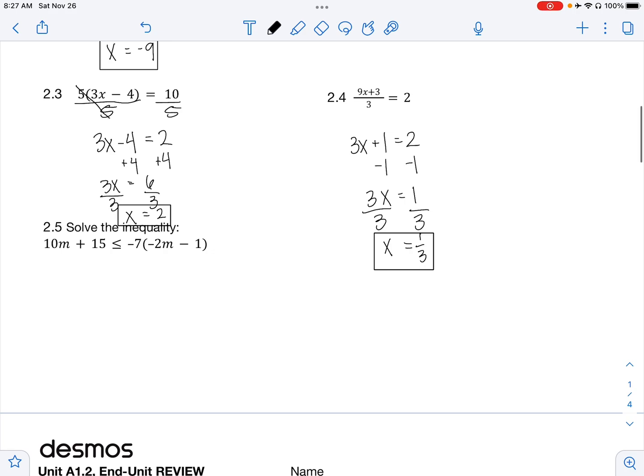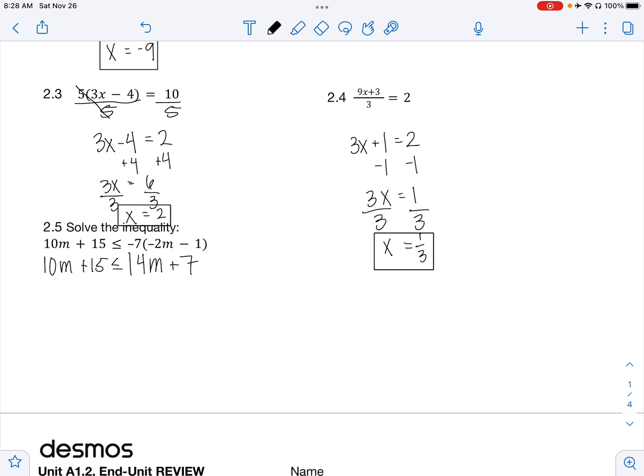With this next one, I'm not going to divide by that negative 7 like how I did on number 2.3. That's only because 10 and 15 don't divide nicely by 7, so I will distribute this first. So negative 7 times negative 2m is going to give me positive 14m. And negative 7 times negative 1 is going to give me a positive 7. I still have 10m plus 15 on this other side, and that same symbol of the less than or equal to.